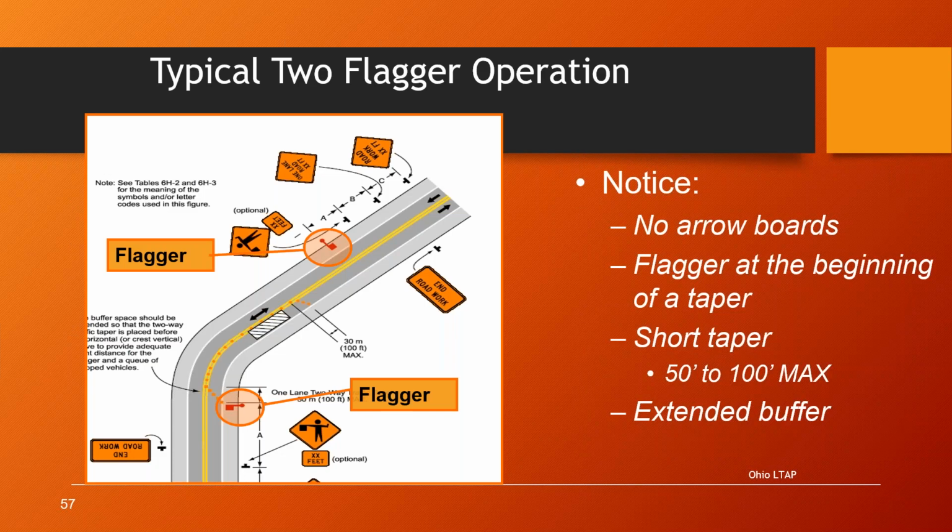So here's the drawing of the typical application again of the flagger operation, showing the two flaggers, where they stand. And you'll notice we only have the signs. There's no arrow boards. An arrow board would create crashes on a two-lane road, because once a motorist sees an arrow, they assume they have the right of way, and maybe they don't. Could be approaching traffic from the other side. And here's an example of how they're extending the buffer area around the curve.